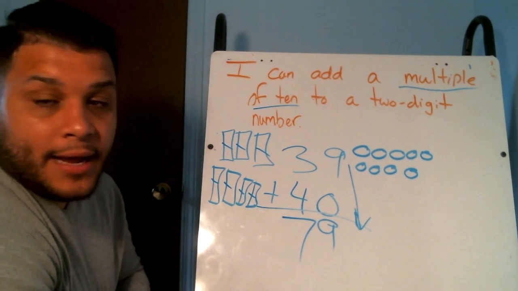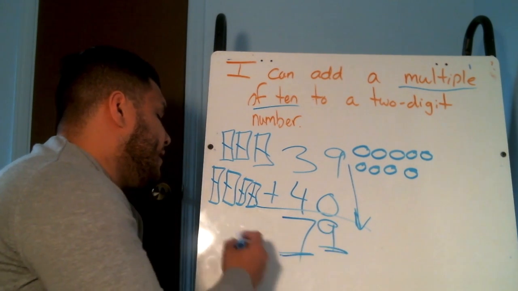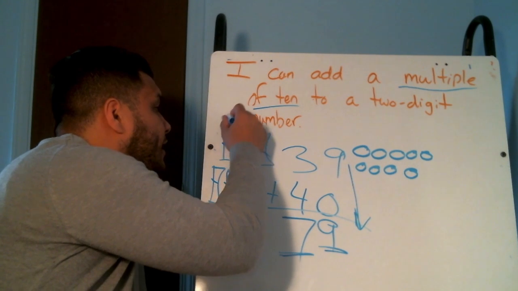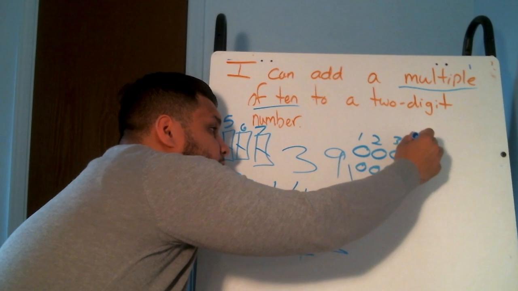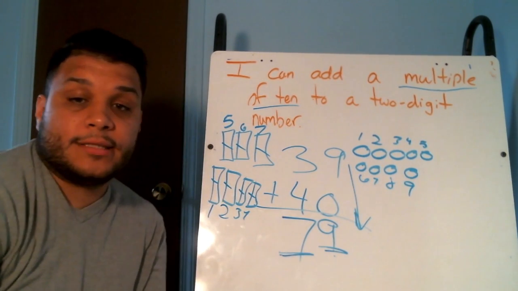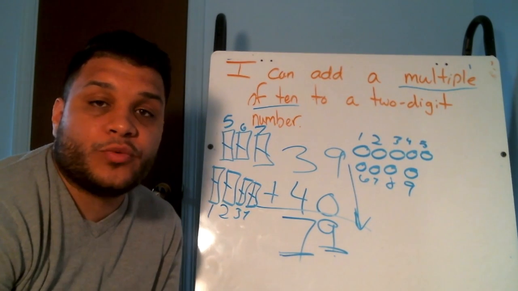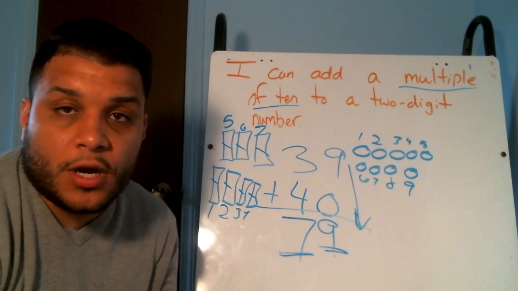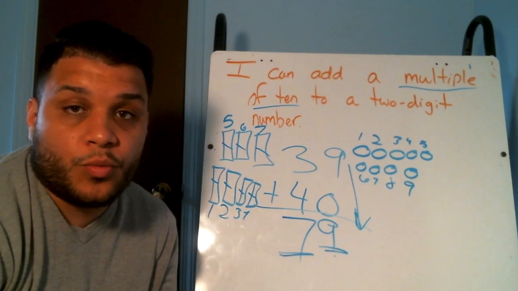I want to check my work. The way I'll check my work is by having 7 tens and 9 ones. Let's count them. 1, 2, 3, 4, 5, 6, 7 tens and 1, 2, 3, 4, 5, 6, 7, 8, 9 ones. Today, when you guys go into your Google Classroom, please make sure to remember these 3 steps. Step number 1, draw your picture. Step number 2, solve for your ones place, then your tens place. Step number 3, check your work.